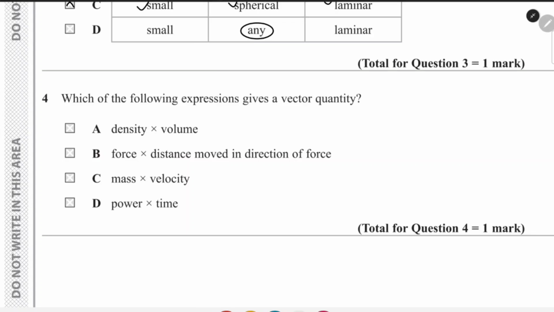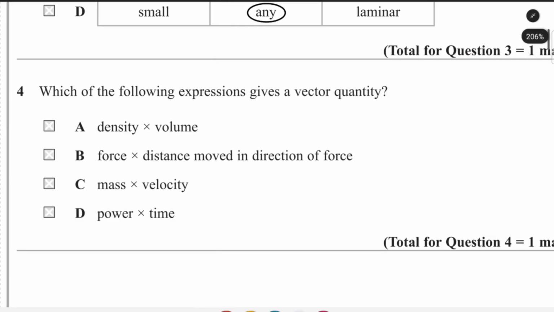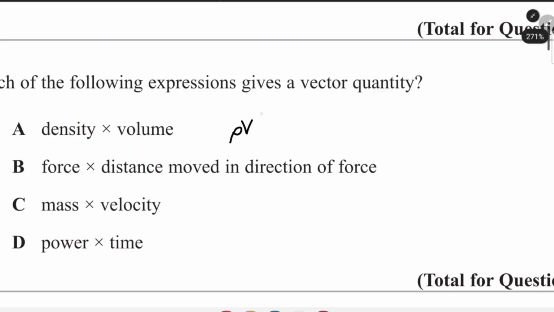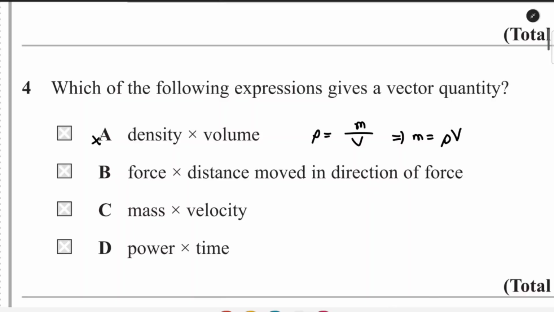Now we need to find which of these equations give us a vector quantity. Now if I do density multiplied by volume, it's just the mass. We know that density is equal to mass by volume. So mass is equal to density times volume. Mass is a scalar quantity, so option A is not the answer.